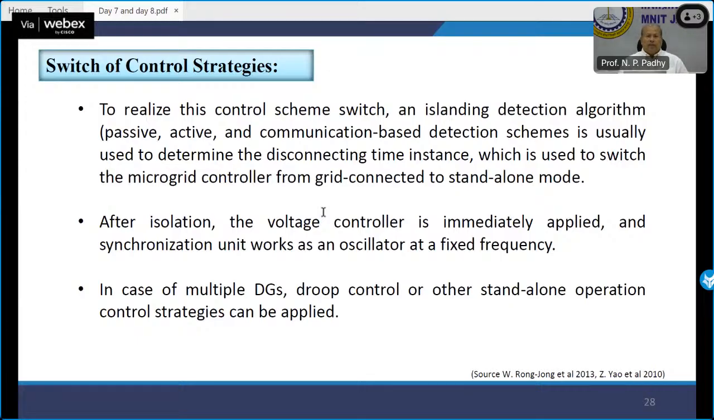After isolation, the voltage controller is immediately applied, and the synchronization unit works as an oscillator at a fixed frequency. In case of multiple DGs, if you have n number of DGs, then you have to apply group control, DG1, DG2, DG3, okay, or another standalone operation control strategy can be applied.